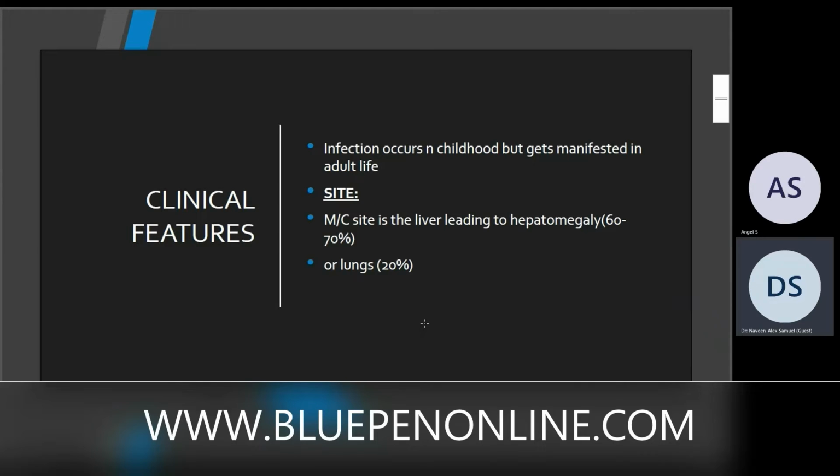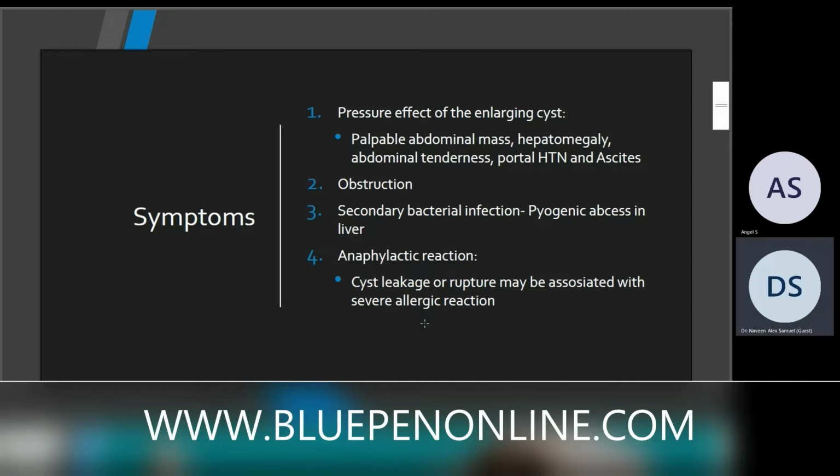The next is clinical features. Infection occurs in childhood, but gets manifested in adult life. So the child will get infected, but will manifest the disease only in adulthood when he grows up. The most common site is the liver, leading to hepatomegaly in 60 to 70% of cases, and the other common site is the lungs. Symptoms are mainly first due to the pressure effect of the enlarging cyst. There will be a palpable abdominal mass in the right upper quadrant.